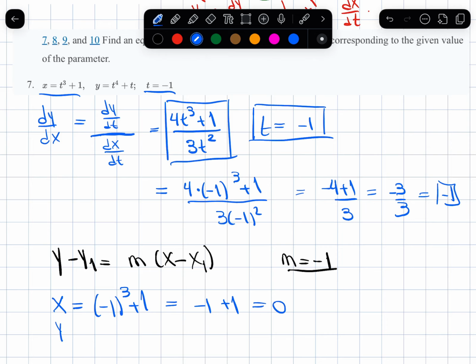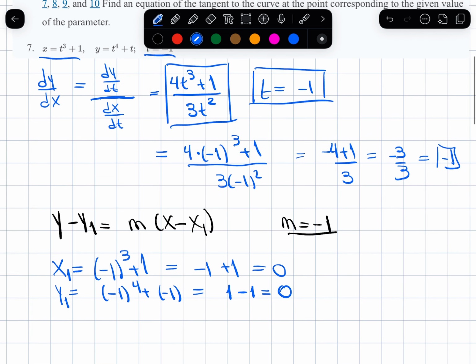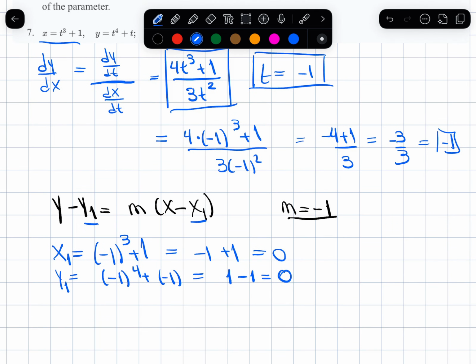And you can find, so this is going to be your x1 actually, and your y1 actually, the coordinate of the point at that particular moment. And then y will be (-1)^4 + (-1), right? Because I'm taking -1 and plugging it into here. And this then will give me 1 minus 1, which will also be 0. So that means my line goes exactly through the point (0, 0). So these are the two values that I need to plug in.